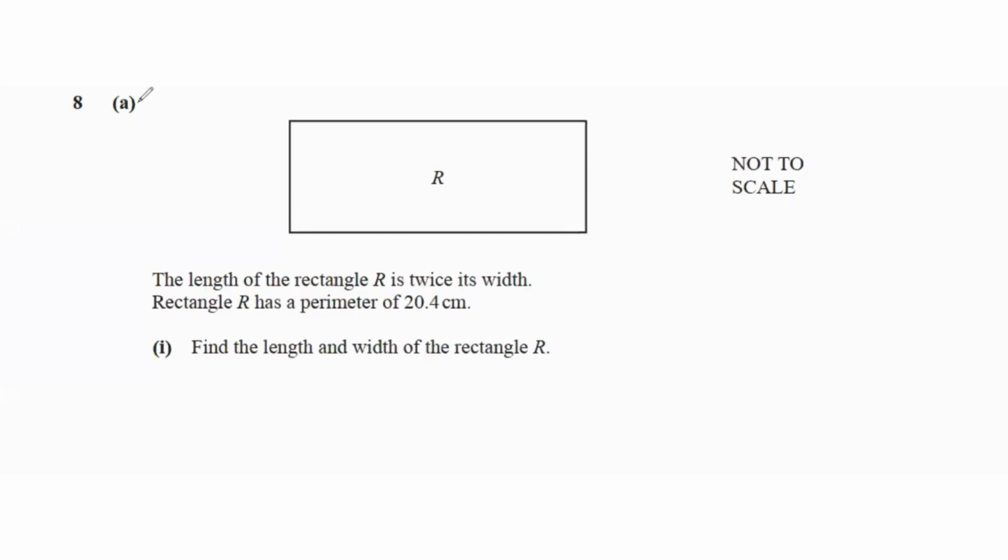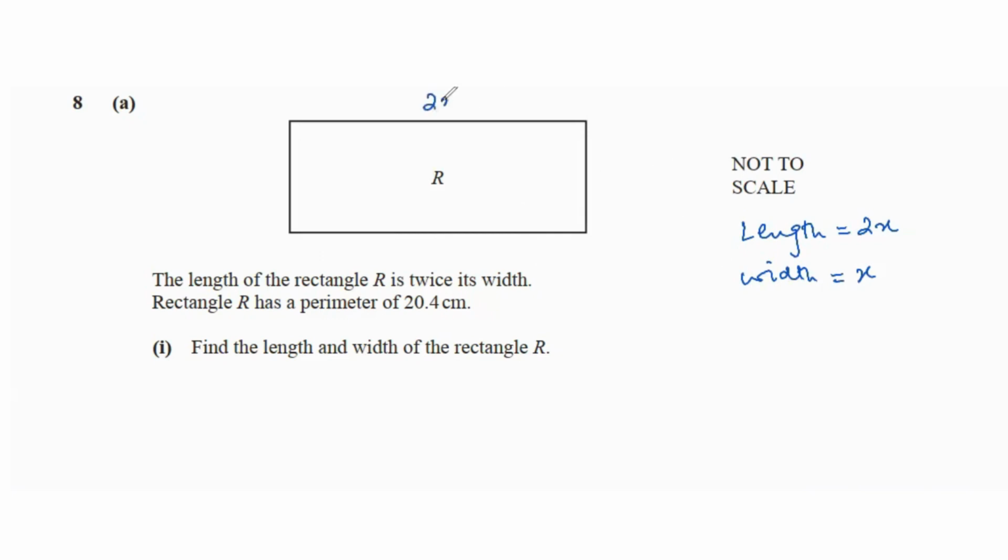The length of the rectangle is twice its width. So if width is x, length is going to be 2 times x. Rectangle R has a perimeter of 20.4 centimeters. Find the length and width.